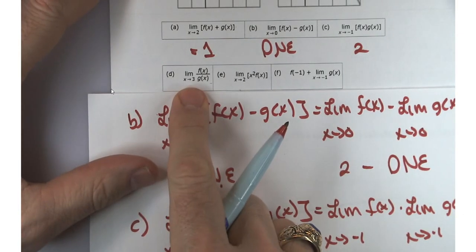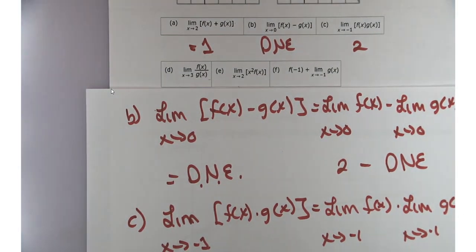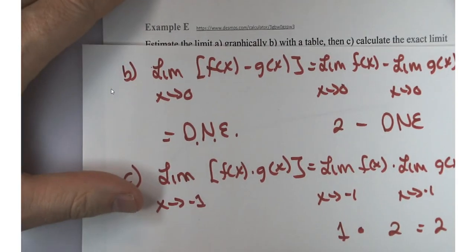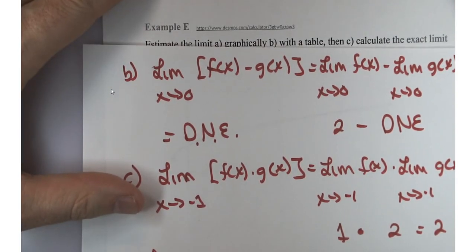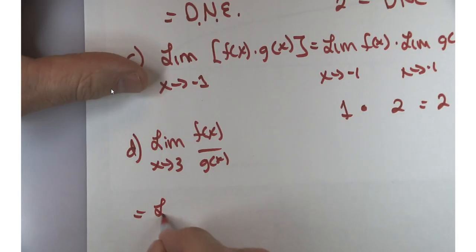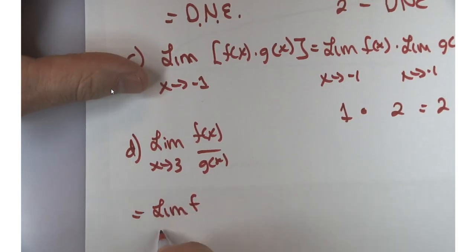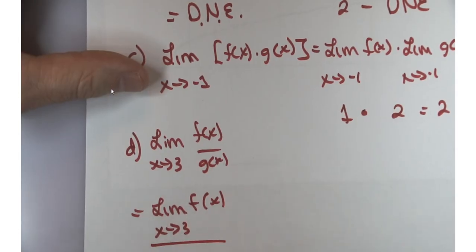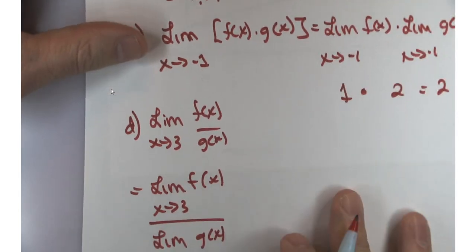Limit of a quotient. What do you think you're going to do with that one? Divide it. Yeah, divide them. Limit of a quotient is the quotient of the limits. A little bit of a tongue twister there almost. So the limit as x approaches 3 of f of x over g of x. Well, we're going to rewrite that as the limit as x approaches 3 of f of x divided by the limit as x approaches 3 of g of x.